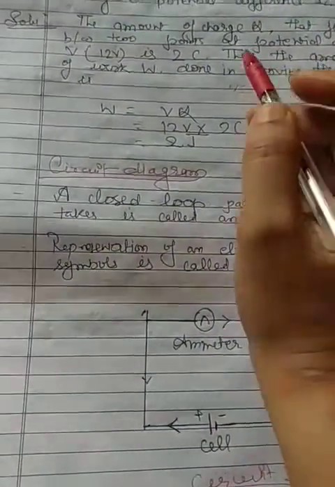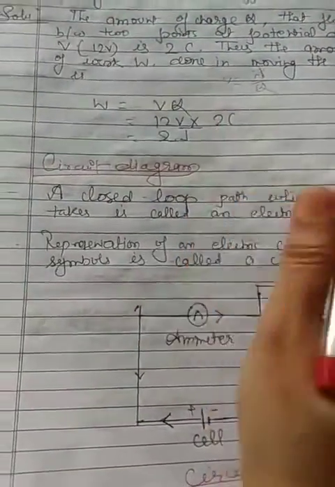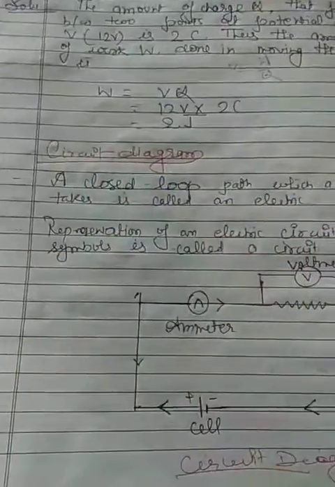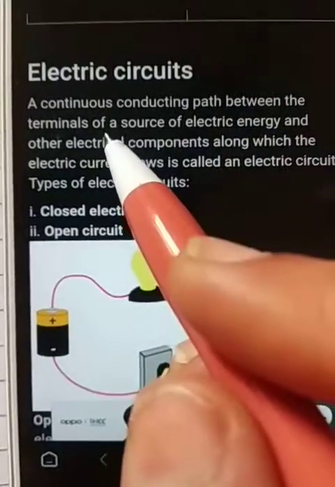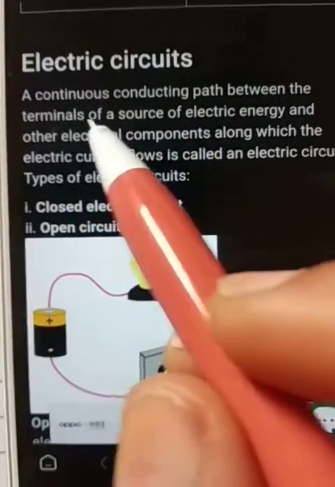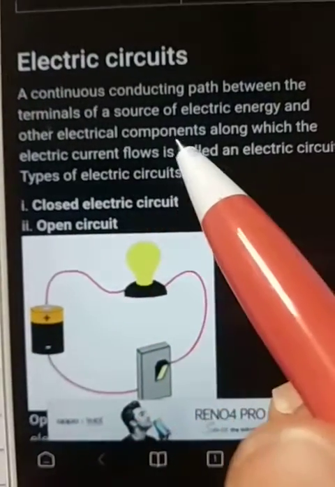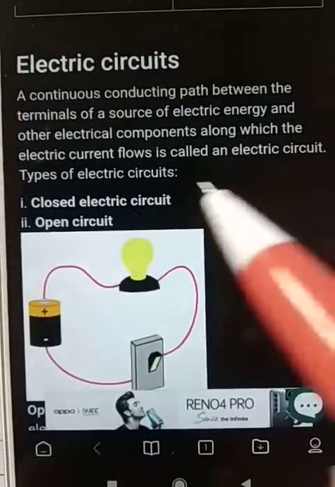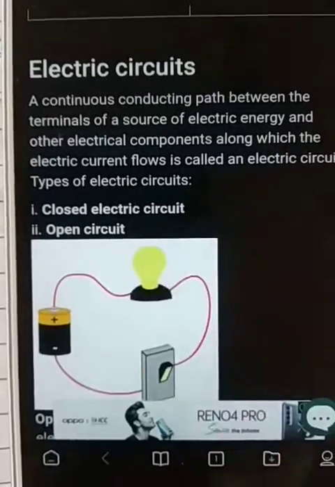So these are all about electrostatic potential and electric potential difference. Let's discuss the circuit diagram. Electric circuit: a continuous conducting path between the terminal of a source of electric energy and other electric components, along which the electric current flows, is called an electric circuit. There are two types of electric circuit, closed and open circuit.